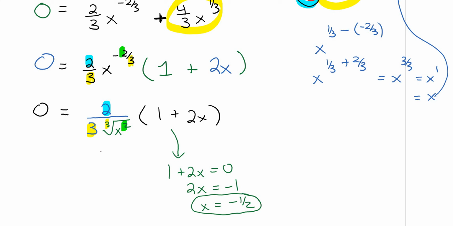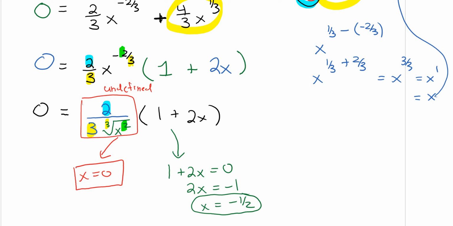And once again over here, if x equals 0, that would make the denominator equal to 0, and that would make this whole fraction here undefined. So the x value that makes that fraction undefined is x equals 0, and that's also going to be a critical number because critical numbers are the x values when the derivative equals 0, or the x values when the derivative is undefined. So the answers here would be x equals 0 and x equals negative 1/2.